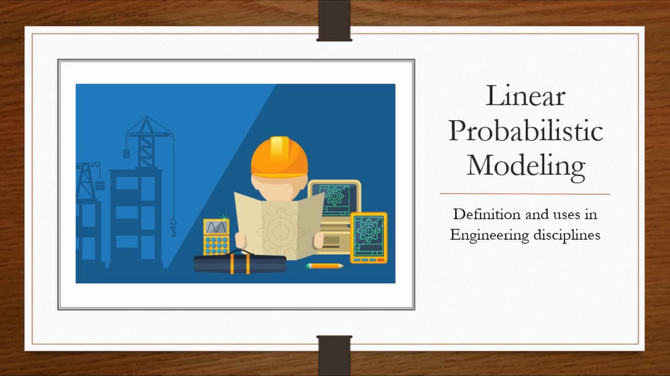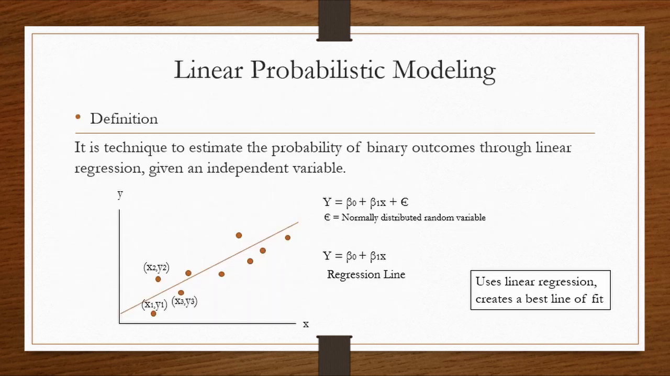Linear probabilistic modeling, the definition and uses in the engineering discipline. First, we're going to define linear probabilistic modeling, or LPM, as a technique that is used to estimate the probability of binary outcomes through linear regression, given an independent variable, mostly when the value of y is expected to have a linear model like the one in the picture.